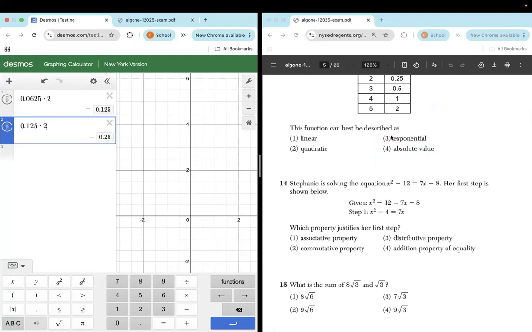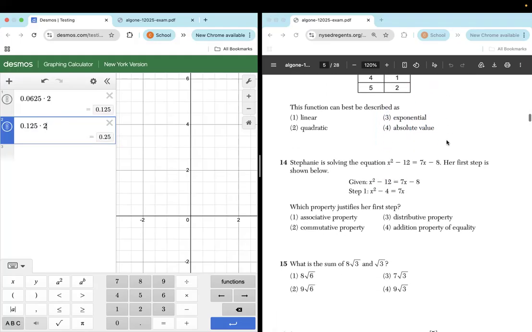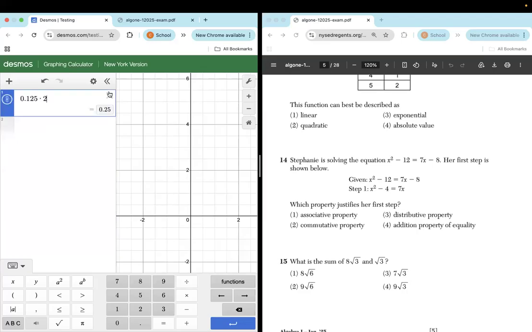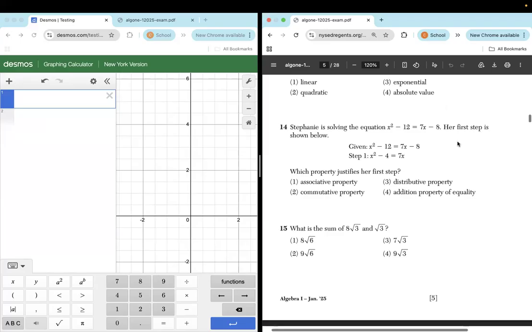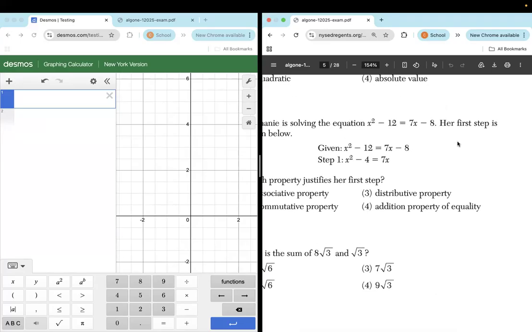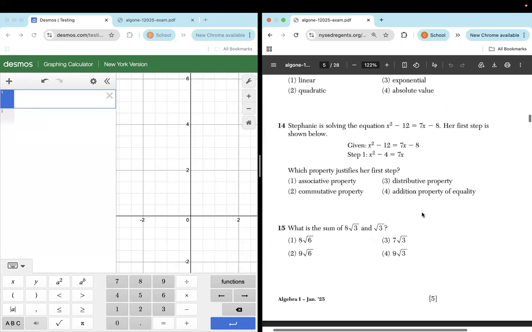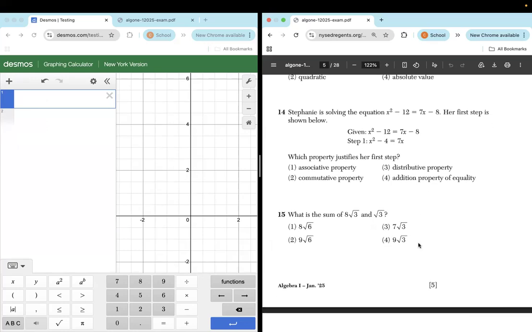Number 14. Stephanie is solving the equation x squared minus 12 equals 7x minus 8. Her first step is shown below. If we figure out the first step, we can probably figure out which property it is based on the name of it. I do see when she started, on the right side of the equation, there was a minus 8, but now it is gone.